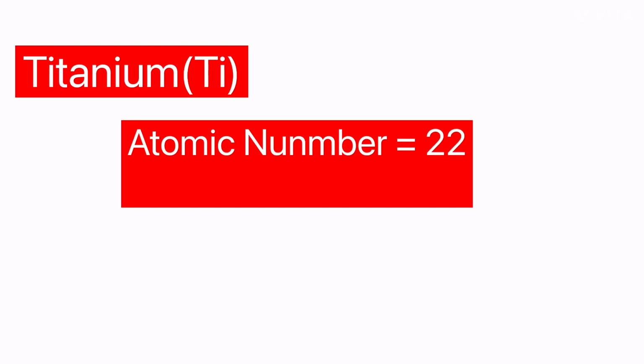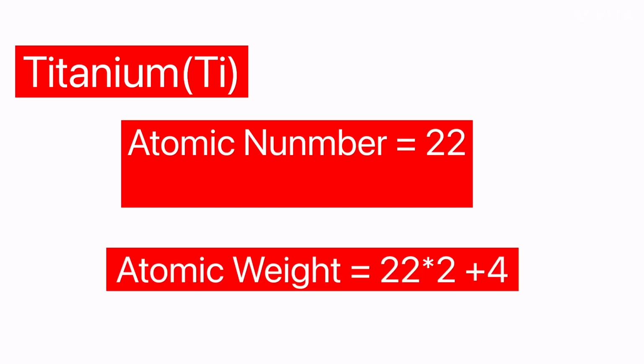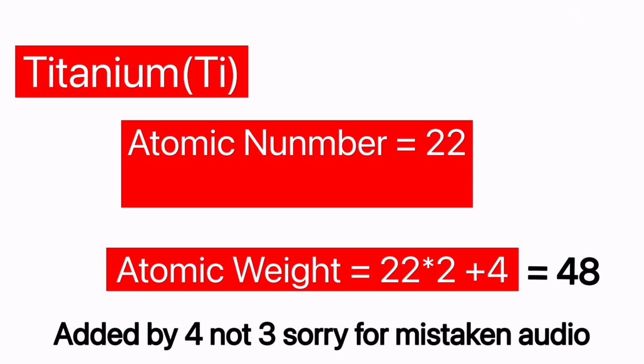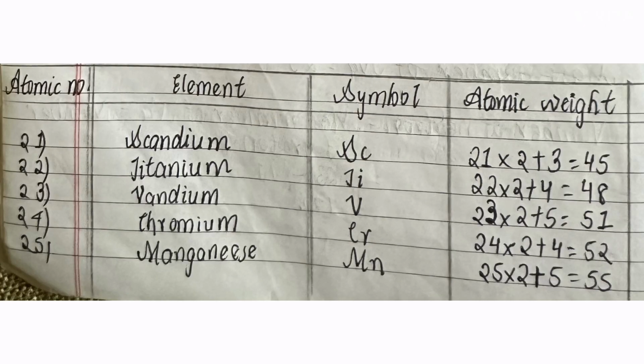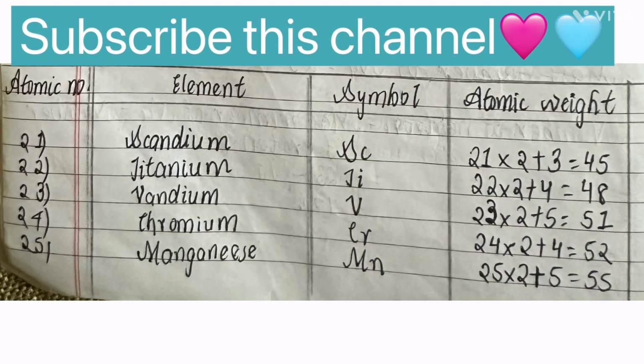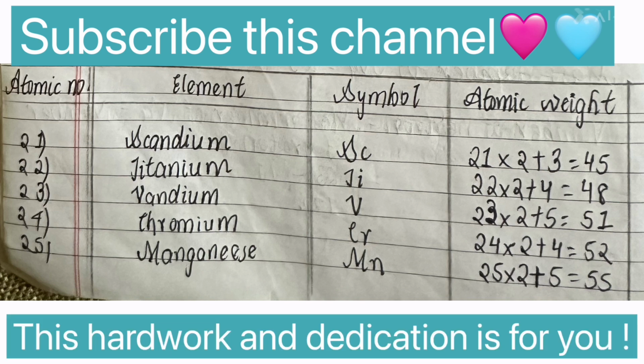Let's take an example. Titanium. The atomic number of titanium is 22, and when 22 is multiplied by 2 and added by 4, it gives 48, which is the atomic weight of titanium. And talking about vanadium, the atomic number of vanadium is 23, and when 23 is multiplied by 2 and added by 5, it gives 51, which is the atomic weight of vanadium.